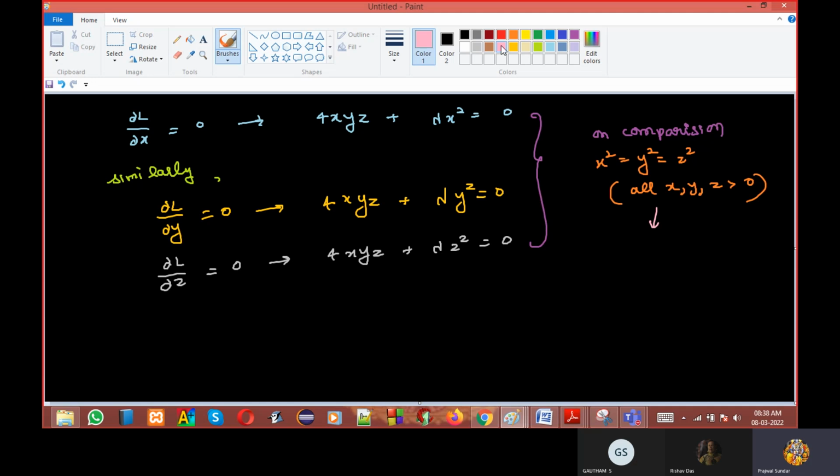This is the problem with the syllabus: they've given very little. The Lagrange method itself is a very big method, and they should have given the full method. So just don't ask. So you're just writing x equal to y equal to z, say equal to k. Now what will you do?